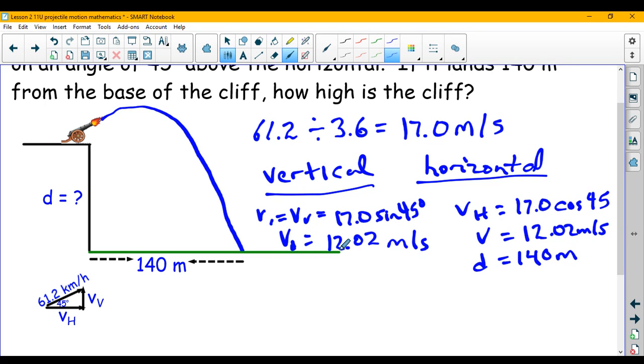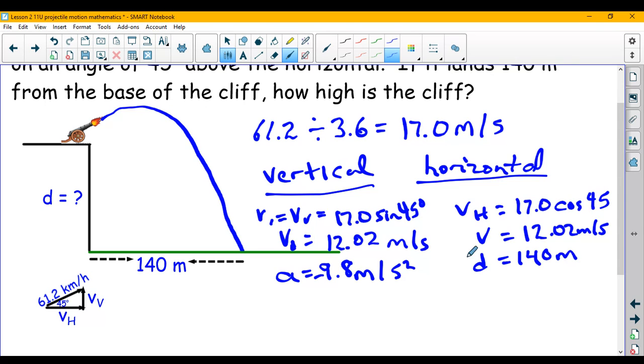The other thing I can do is I know when this is true, I know it's going up, which means my acceleration due to gravity will be negative at that point. So when V1 is 12.02, my acceleration due to gravity is negative 9.8. So I don't really have enough information here, right? I don't know how high it goes. I don't know a bunch of stuff, but I know my horizontal.